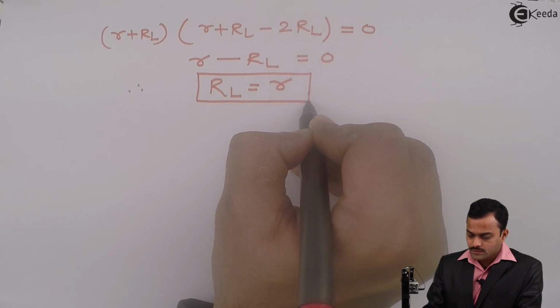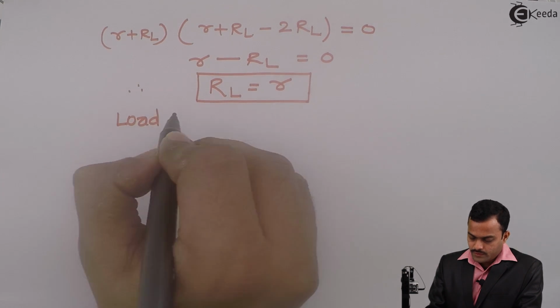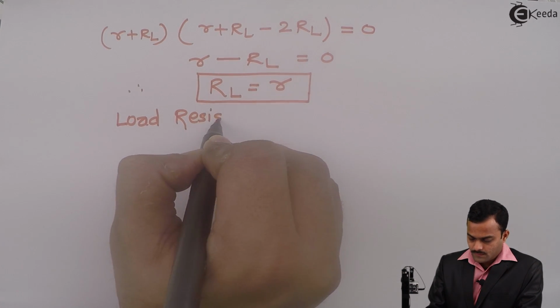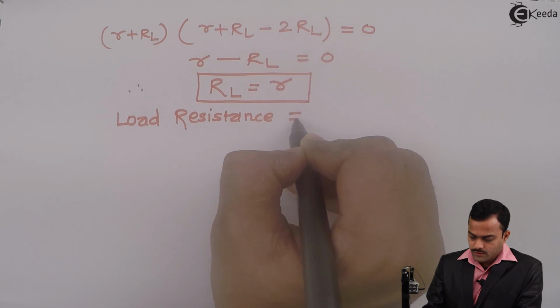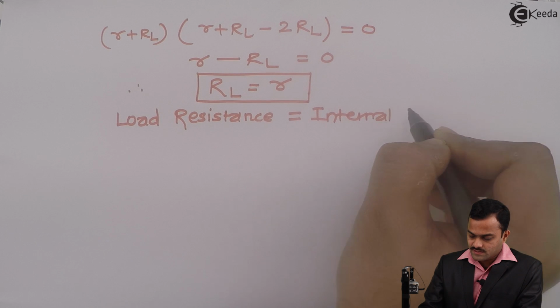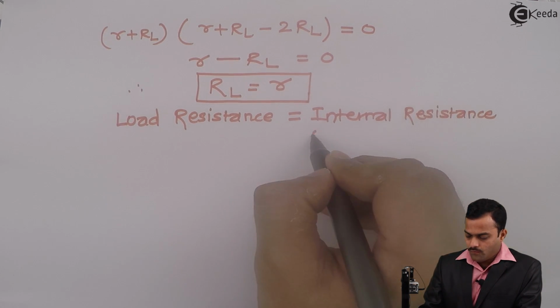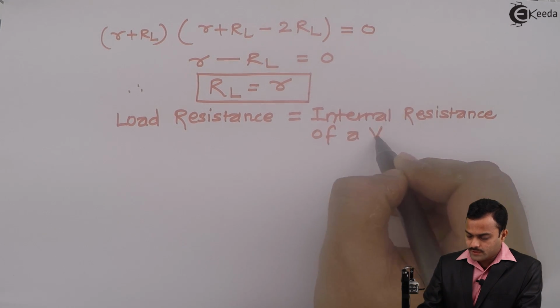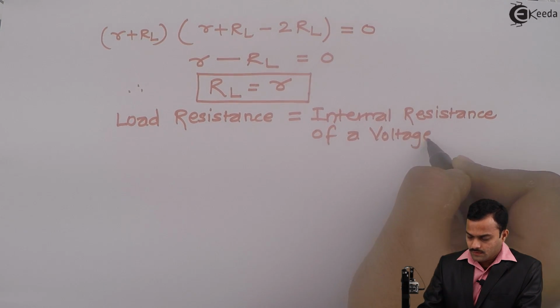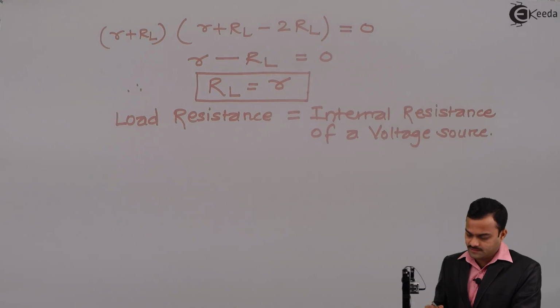So, here I will write load resistance equal to internal resistance of a voltage source. So, I am getting a condition which we call the condition for maximum power transfer.